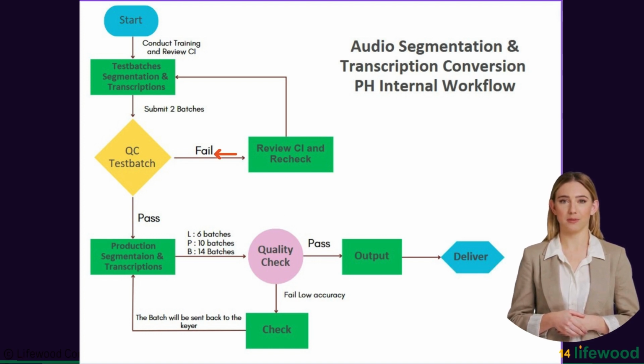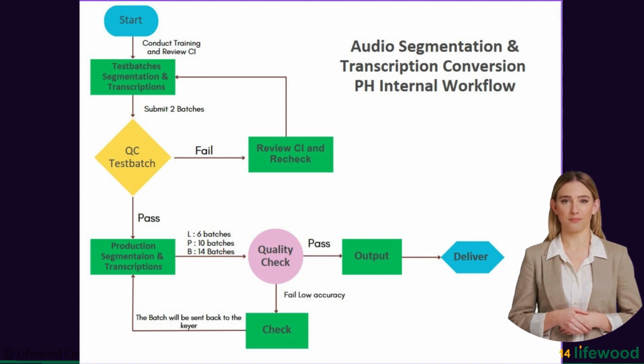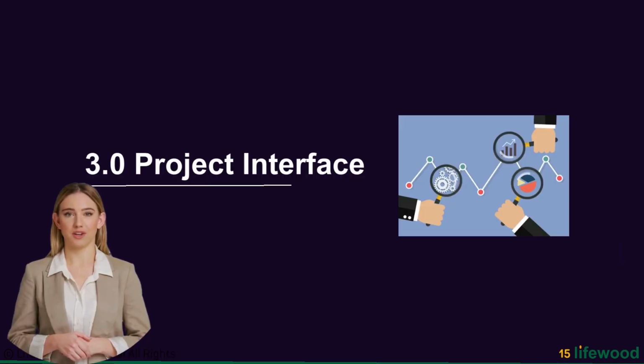Should you fail the test batch, you are expected to review the materials again and take another set of test batch to be checked once again. If your production output is considered a fail with low accuracy by the quality checker, this will be sent back to be reworked. Only delivered outputs will be considered in the payment. Please refer to the following video that will be shown for the project interface.